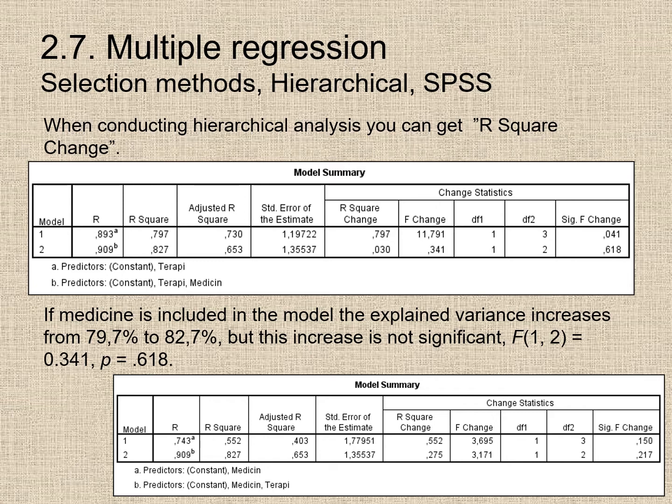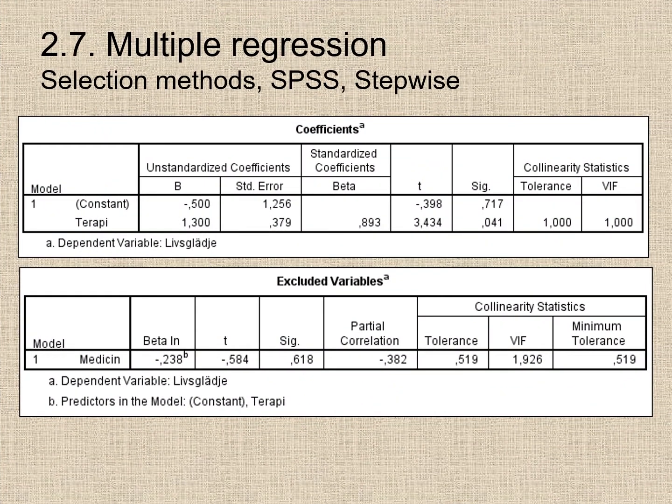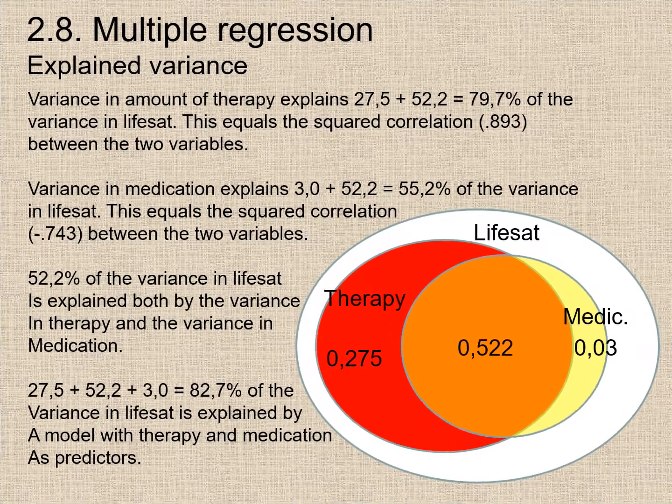So if you want to illustrate this somehow, you have it like this. I never talked to these slides before, but imagine the white circle here. It's the variance in life satisfaction. The total variance in the life satisfaction. From the values we saw there, 27.5% of that variance can be explained by only therapy. 3% of that variance can be explained only by medicine. 52.2% can be explained by both therapy and medicine.